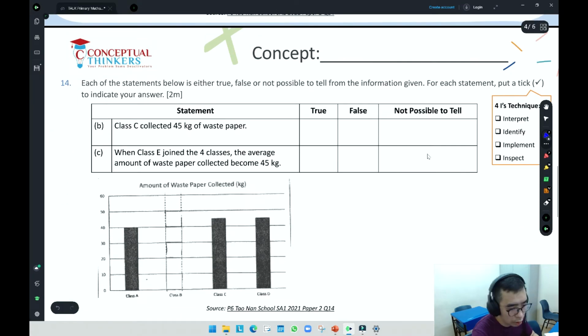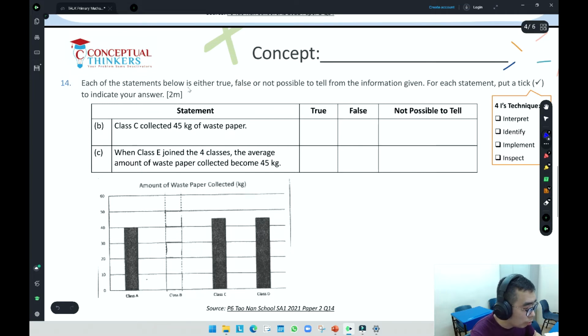Now this part will be the kind of question that I feel is challenging for P5 and P6 when they have to answer true, false, and not possible to tell. This type of question also comes out in P4, but it's not as common as it is in the exam for P5 and P6. So let's interpret the question first.